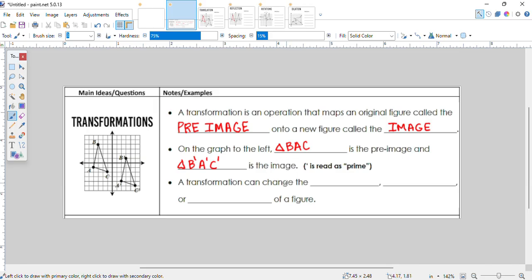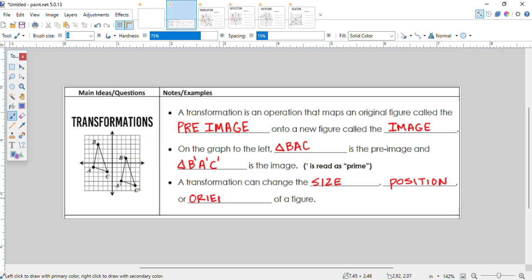That's my final product. Now, a transformation can change a few things about a shape or a figure. The first thing that it can change is its size. We can make it larger or smaller, okay? It can also change its position. So we can move it up, down, left, right. We can change where it's at. And then the last thing is its orientation. Which way is it facing?